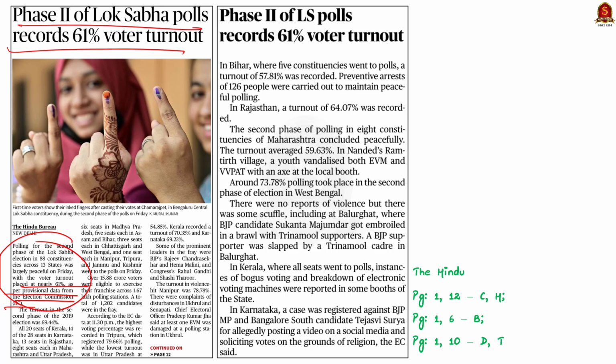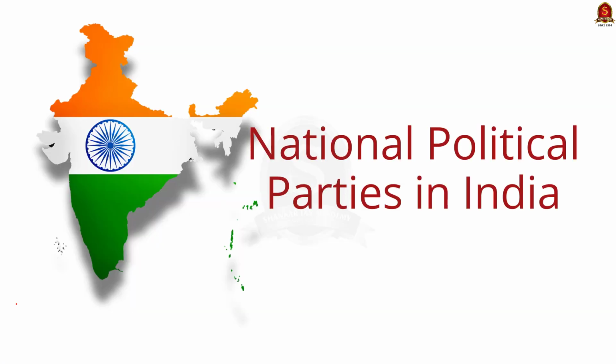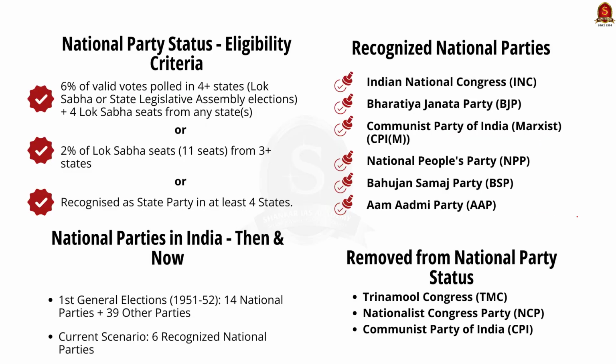In this context, let us discuss the conditions for declaring a party to be a national party and the benefits of being declared so. First, let us see the criteria to be eligible for a national political party in India. Firstly, the party has to secure at least 6% of valid votes polled in any 4 or more states at a general election to the Lok Sabha or to the state legislative assembly. In addition, it should win at least 4 seats in the Lok Sabha from any state.